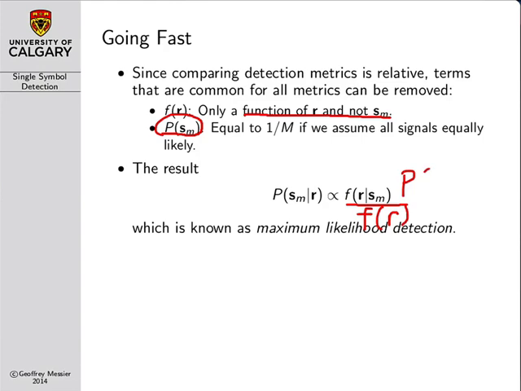That was the term that was here. If we assume that all of our transmitted signal vectors are equally likely, then this probability value is equal to 1 over m for all of our signal vectors, and we can remove it as well because it's the same for all of our posteriori probability values. And so we remove this term, we remove this term, and we are left with our posteriori probability being proportional to our likelihood function.